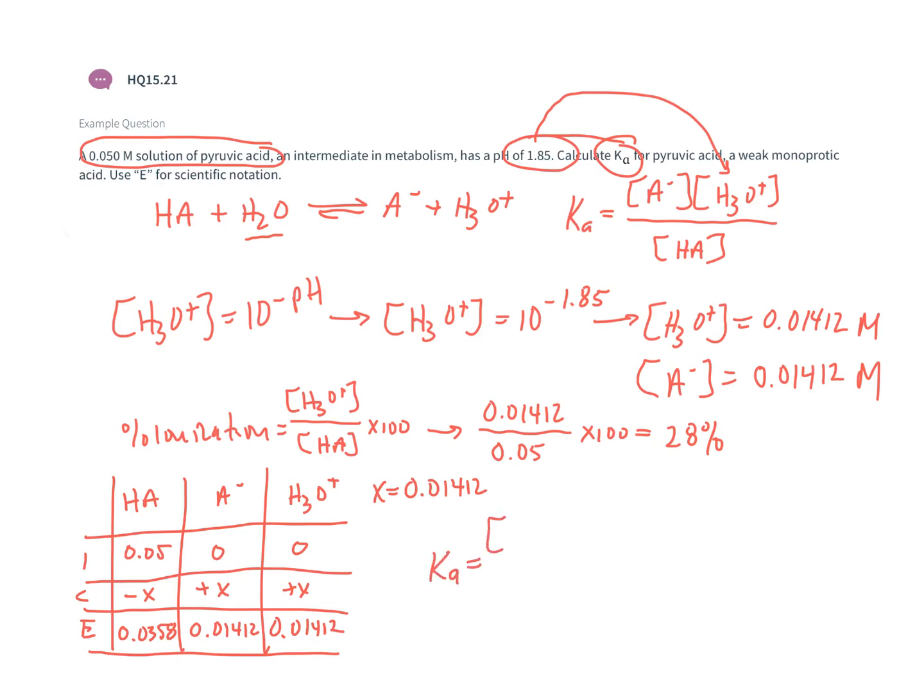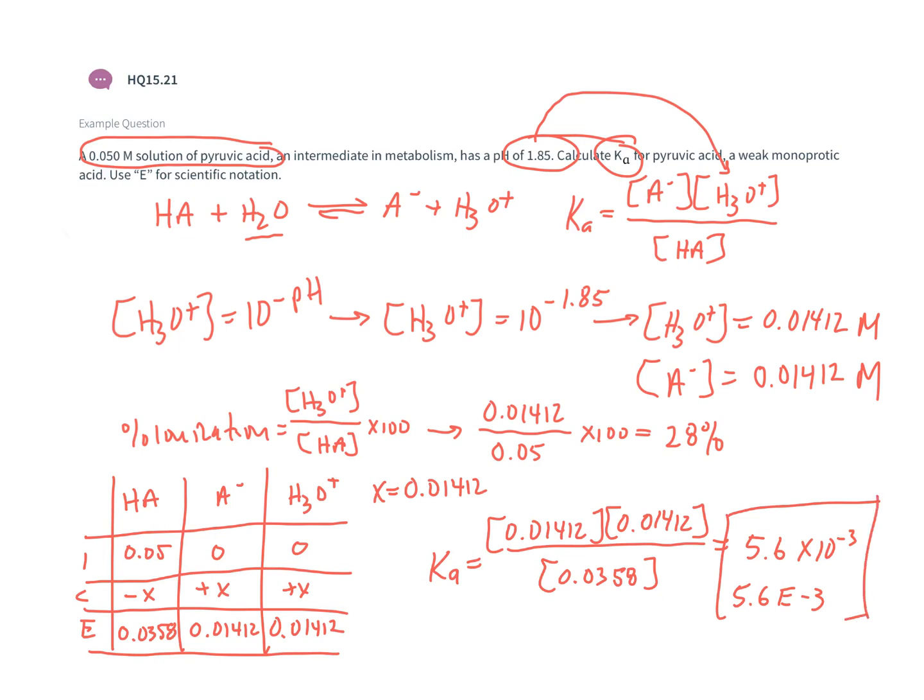Ka equals the concentration of the conjugate base, 0.01412, times the concentration of the hydronium, 0.01412, all over the concentration of my weak acid, which after taking into account how much went into solution is 0.0358. So multiply and then divide, I get a Ka of approximately 5.6 times 10 to the minus 3. 5.6 e to the -3 for the Ka of pyruvic acid.